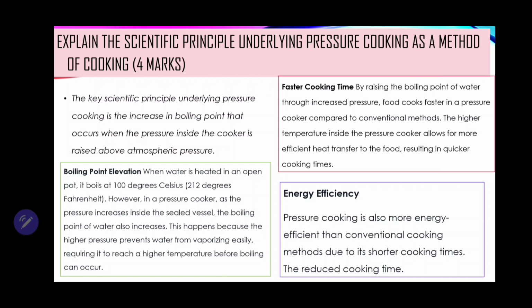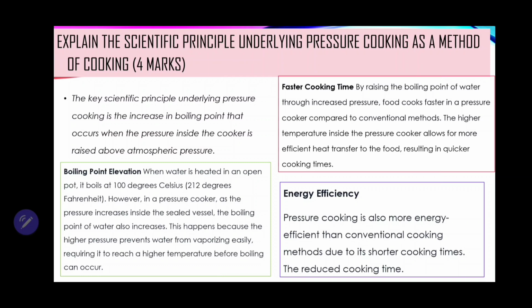Now, let us look a little deeper on the boiling point elevation. Now, when water is heated in an open pot, it boils at 100 degrees Celsius, or we may say 212 degrees Fahrenheit. However, in a pressure cooker, as the pressure increases inside the sealed vessel, the boiling point of water also increases. Now, this happens because the higher pressure prevents water from evaporating easily, thus requiring it to reach a higher temperature before boiling can occur.